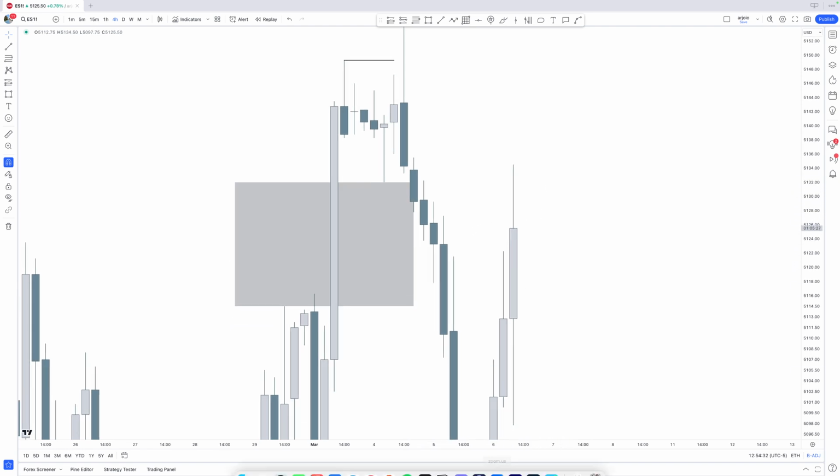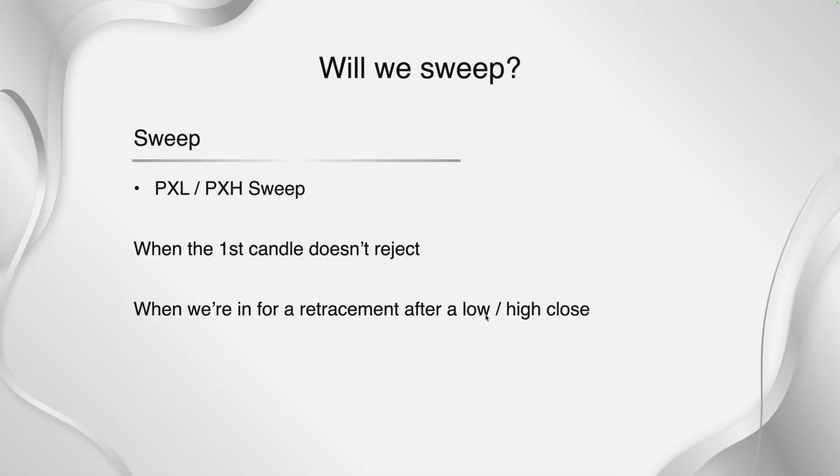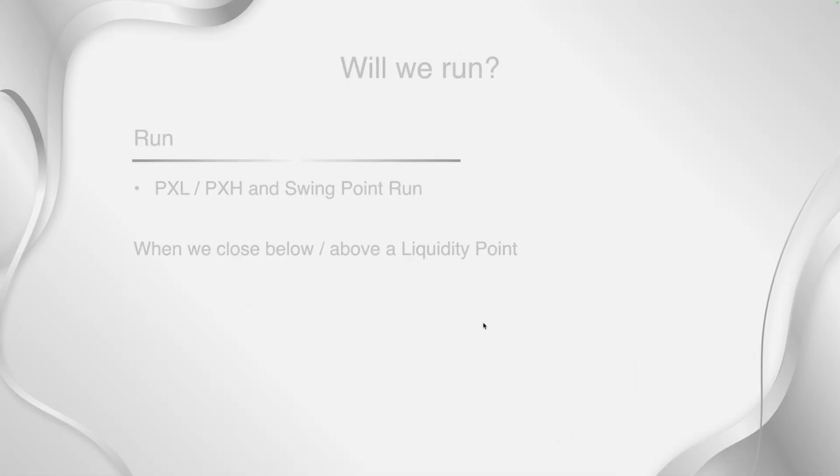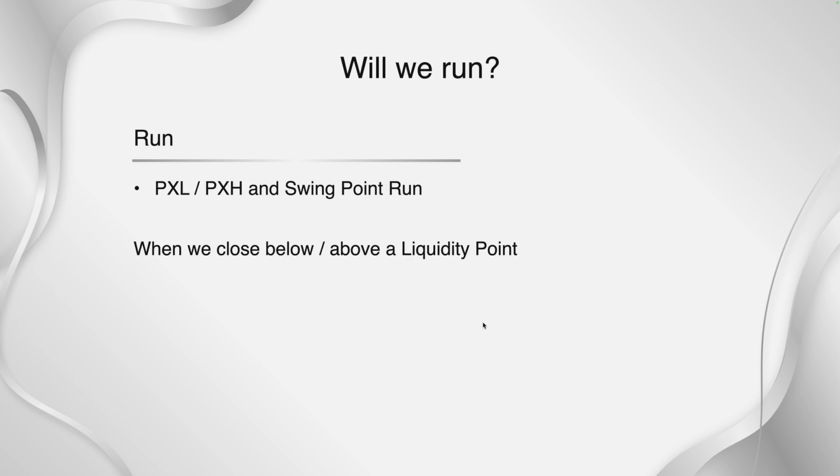Then after that, we need to understand as well the opposite of a sweep. And what is the opposite of a sweep? It's a run on liquidity. So will we run? A run right here: a previous X low, previous X high, previous candle low, previous candle high again, and swing point run. So again, we're talking about liquidity when we are sweeping or running something. Now, when we close below or above a liquidity point, then we can talk about a run on liquidity.